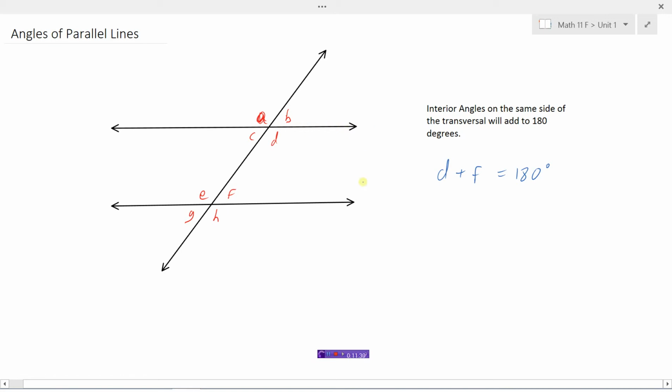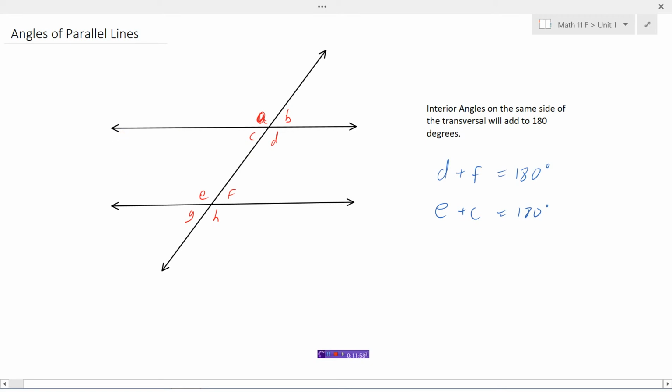So we've done a complete 180 degree turn. This way, now we're heading that way. So D and F would add to 180. Also E and C would add to 180 degrees. Go this way, turn left again, you've done 180 degrees.